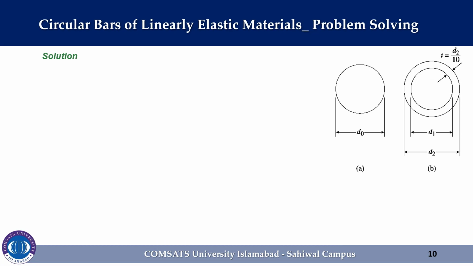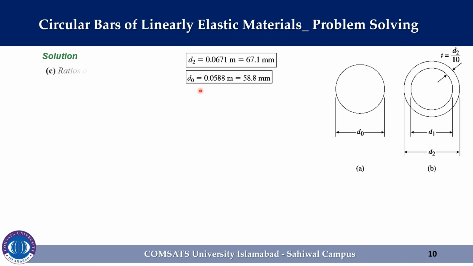So after calculating the required diameter d0 of the solid shaft in part A and required outer diameter d2 of the hollow shaft in part B, now we have to determine the ratio of diameters, that is actually d2 over d0, and the ratio of weights of the hollow and solid shaft in part C of this problem. The ratio of the outer diameter of the hollow shaft to the diameter of the solid shaft, that is expressed as d2 over d0, after putting the values of diameters, the ratio will be equal to 1.14.